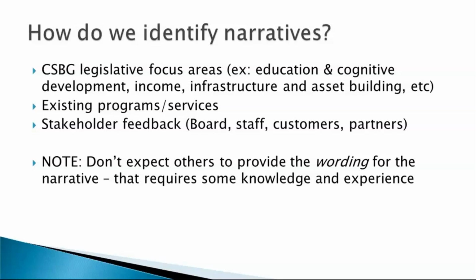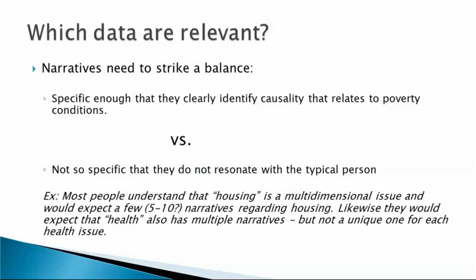Okay, next slide. Just one more comment about data. In developing your narratives, be sure that you try to strike a balance between making them specific enough so that they can identify clear causality. So in other words, don't make them so broad that you're saying, because of a variety of housing issues, families with low incomes struggle with affordable quality housing. I mean, there are a number of issues in there, as we talked about earlier. So they do need to be fairly specific.